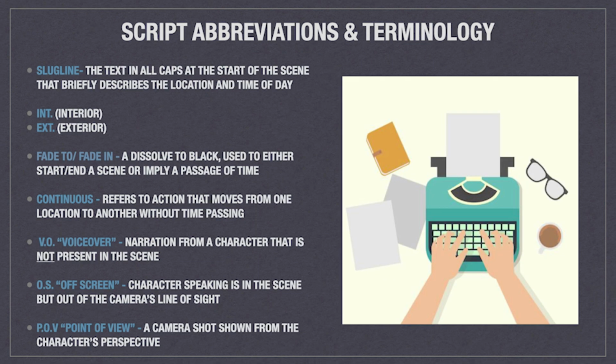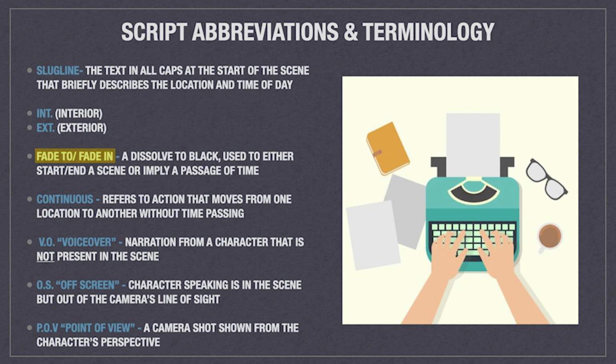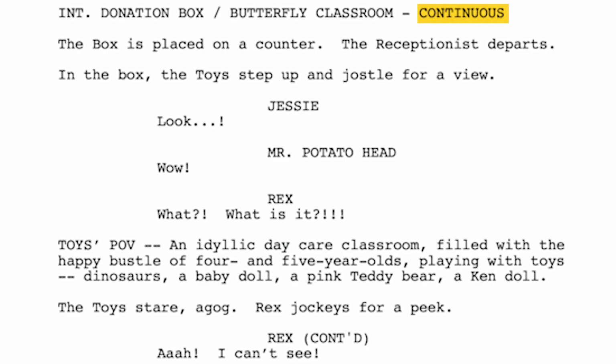Now, going back to what I mentioned earlier about describing the scenes, typically a slug line is the text that's in all caps at the start of a scene that briefly describes the location and the time of the day. You'll also have specific camera movements or terminology such as fading in or out. Continuous refers to action that moves from one location to the other without the passage of time. So in script form, you would see that as continuous under the character's dialogue if their spoken dialogue continues throughout the scene. This is not to be confused with voiceover.